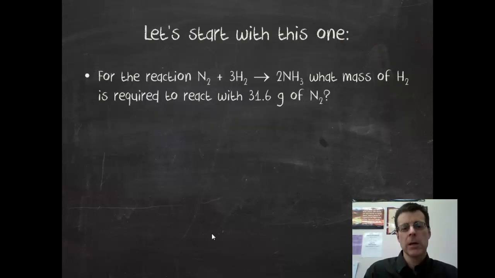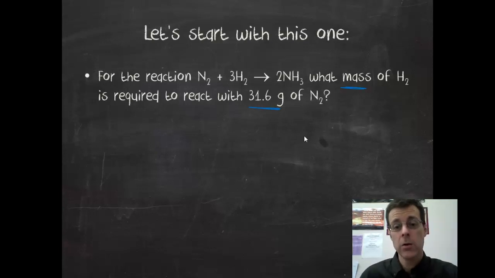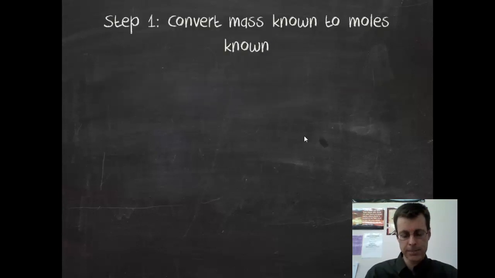Okay, here's the question we want to work with. Same reaction that we've seen a couple times, so we're familiar with the ratios, but now we're talking about masses. What mass of hydrogen is required to react with 31.6 grams? Now really, really important, you absolutely cannot go from mass to mass in one step. There's going to be 3 steps every single time. I'm going to tell you the steps, we're going to work through the steps, and then we'll try and combine them all together at the end.